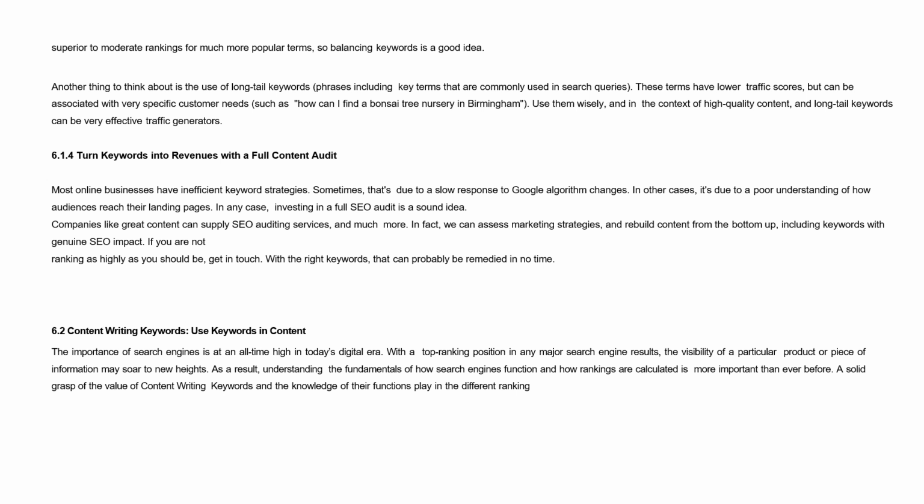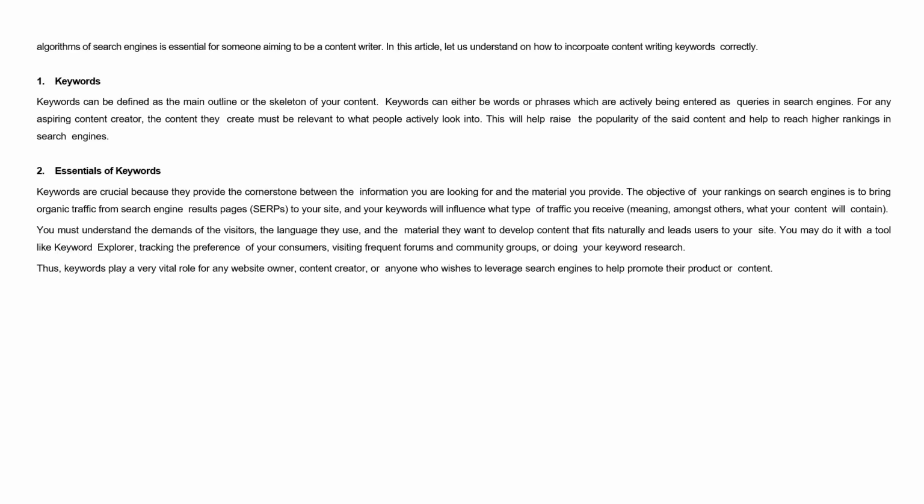Content writing keywords. Use keywords in content. The importance of search engines is at an all-time high in today's digital era. With the top ranking position in any major search engine results, the visibility of a particular product or piece of information may soar to new heights. As a result, understanding the fundamentals of how search engines function and how rankings are calculated is more important than ever before. A solid grasp of the value of content writing keywords and knowledge of their function play a very different role in ranking algorithms of search engines, essentially for someone aiming to be a content writer.